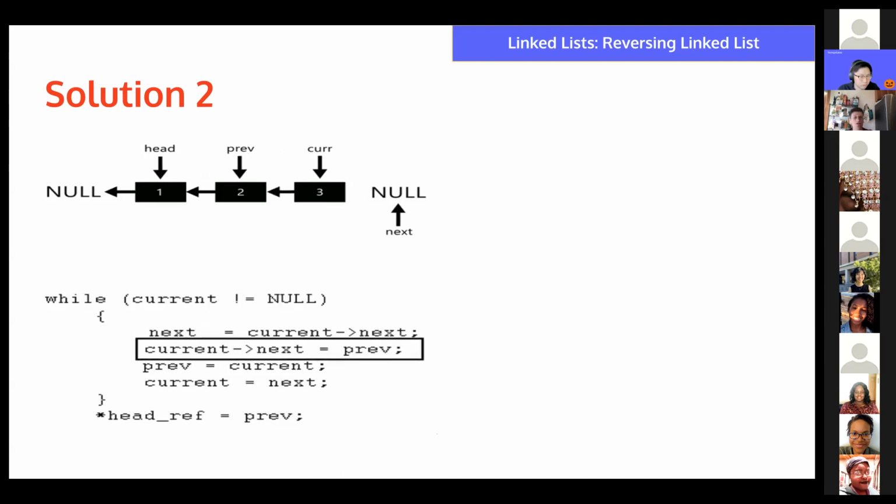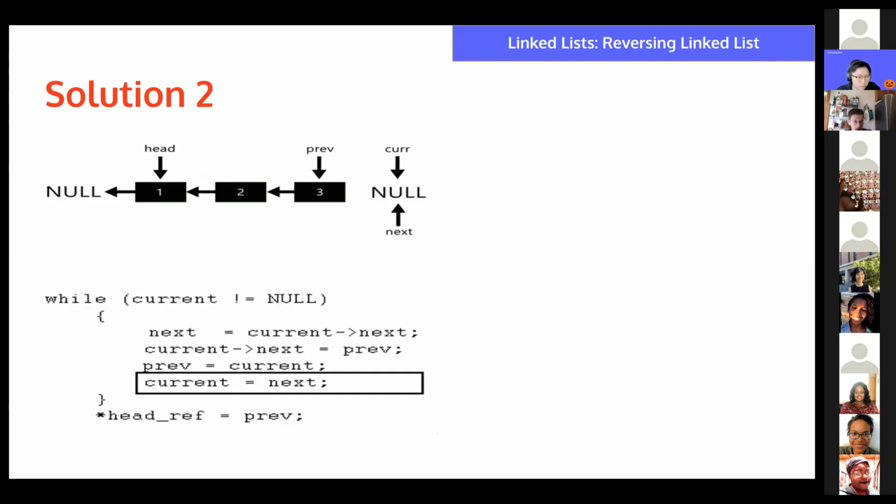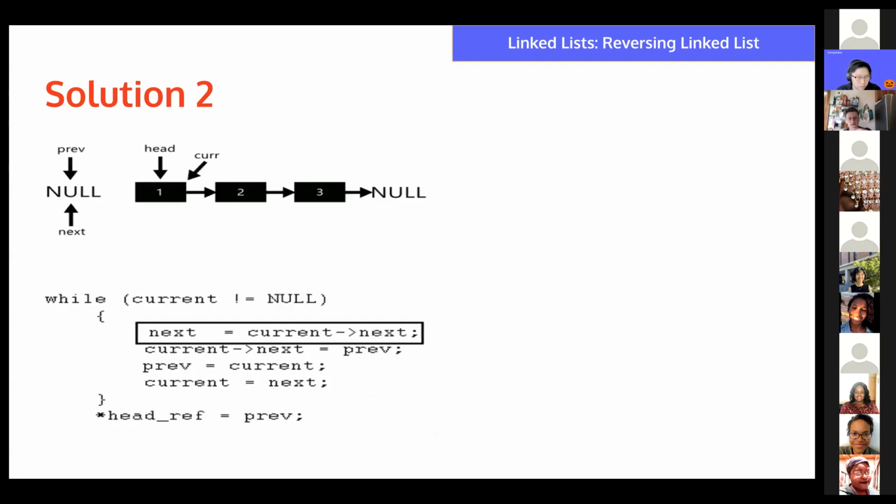And at the end, once the current has gone all the way to the end where it's null, the only thing left to do is make it so that the head points at the previous, because the previous, if we've gone through this entire process, is now the last element.